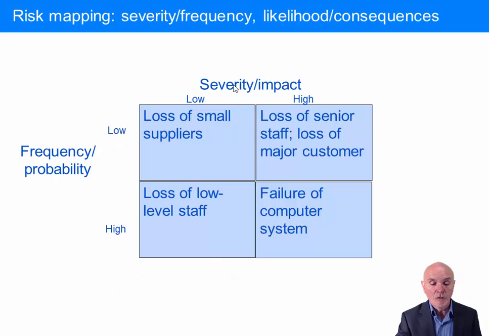Loss of small suppliers. You don't lose suppliers that often. They're not going to go out of business that often, so it's kind of low frequency. But assuming they're one of many, and not monopoly suppliers, you can easily go to another supplier and get your goods. So it's a fairly low severity, low frequency risk, and we need to think what we're going to do about that. We'll see in a moment what we might do about it.